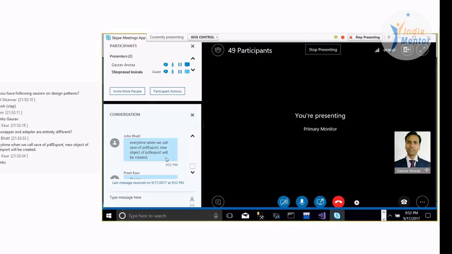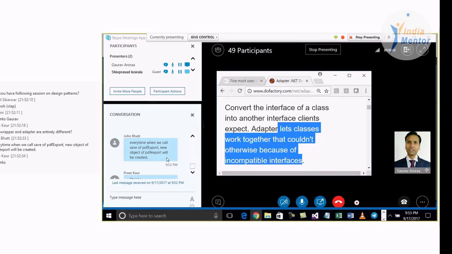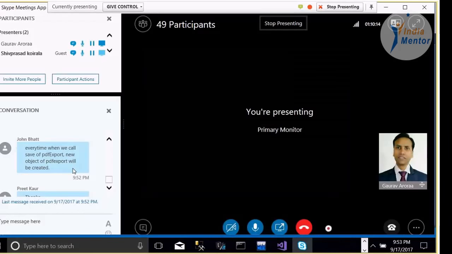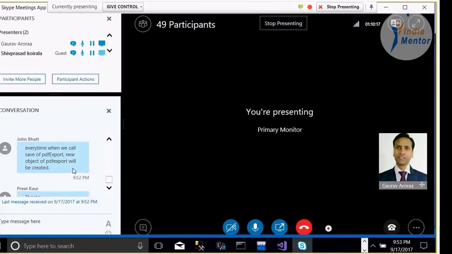Every time when we call the save of the export, yes, a new object of PDF will be created. Yes, absolutely. We can go and improvise that code. Absolutely, we can improvise that code. You can create it at the member level, right?